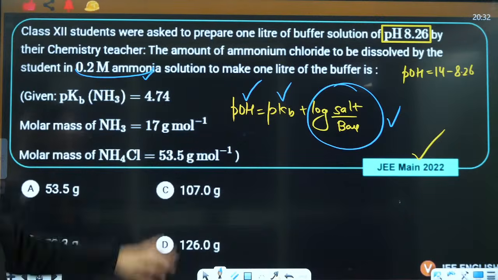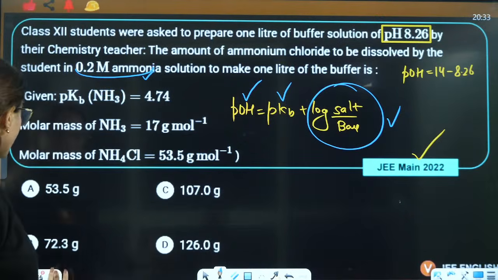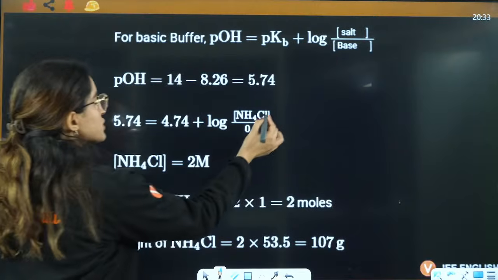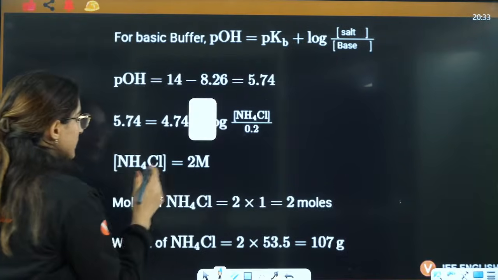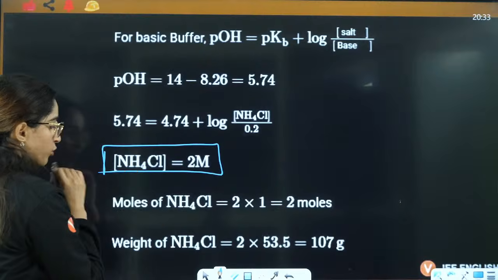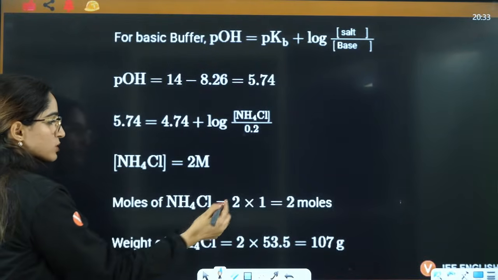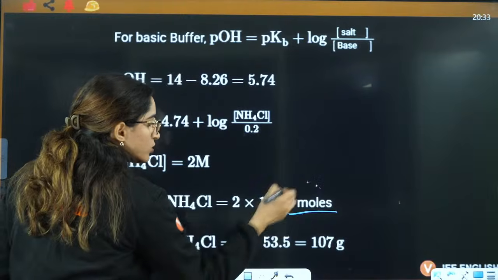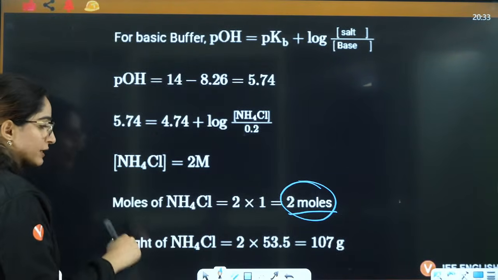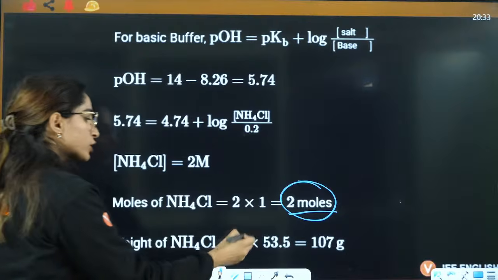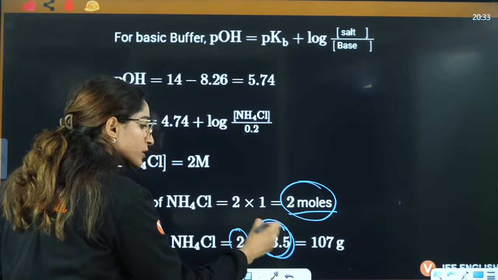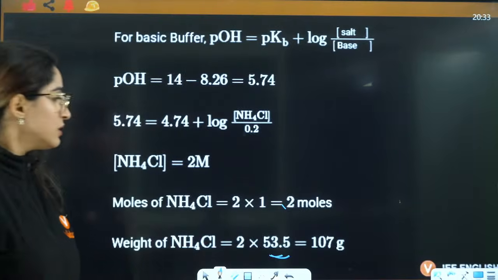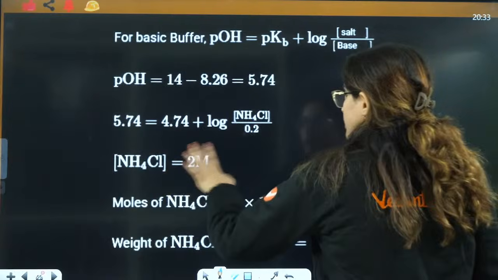Right? So once you know the log of salt by base, that is basically from here, once you have calculated this value, NH4Cl, right, that is coming to be 2 molar. Right, now number of moles is what? Molarity into volume, that is 2 moles, because volume is in liter. Now weight is what? 2 moles multiplied by molar mass, and that's how you get your answer. Understood now? Just solve the concentration.